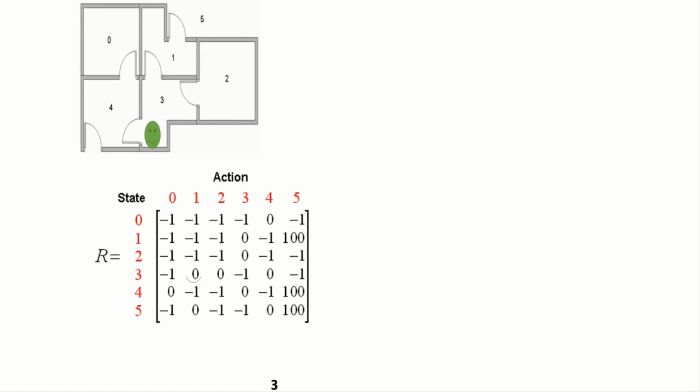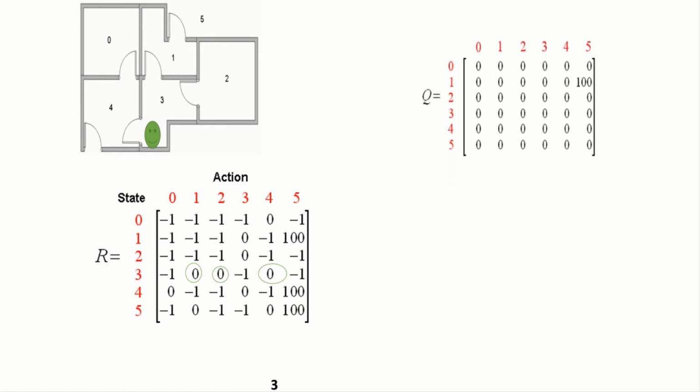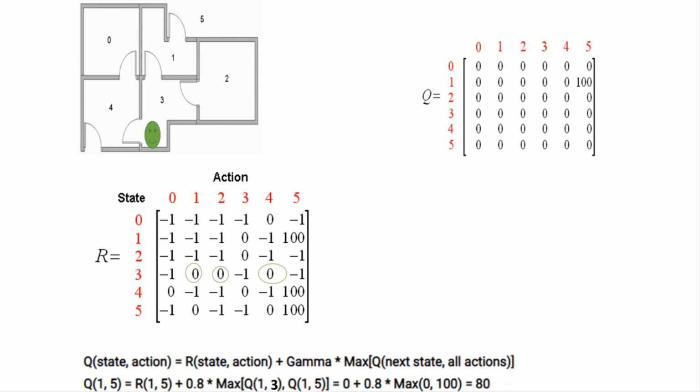From room number 3, it can move to either room number 1, room number 2 or room number 4. Since all those values are 0, let's see how the Q-learning algorithm works here. Our quality matrix, which was updated in the last episode, is something like this. Now let's look at the formula. Randomly, let's assume that it has opted, luckily, to move to room number 1.